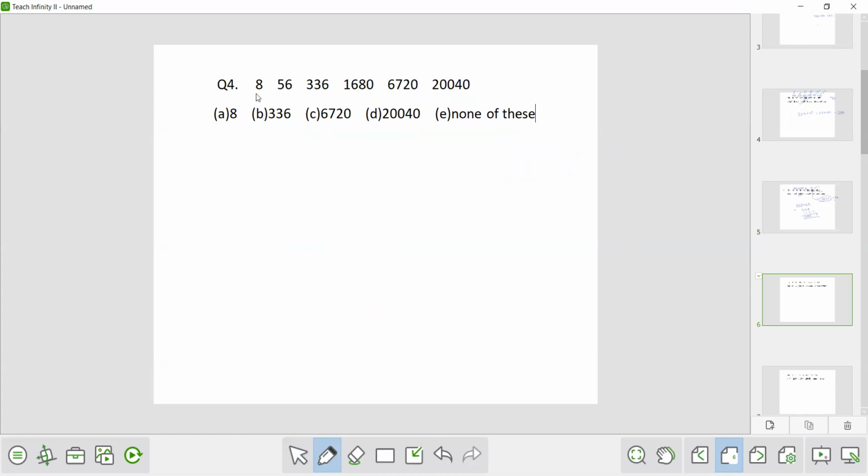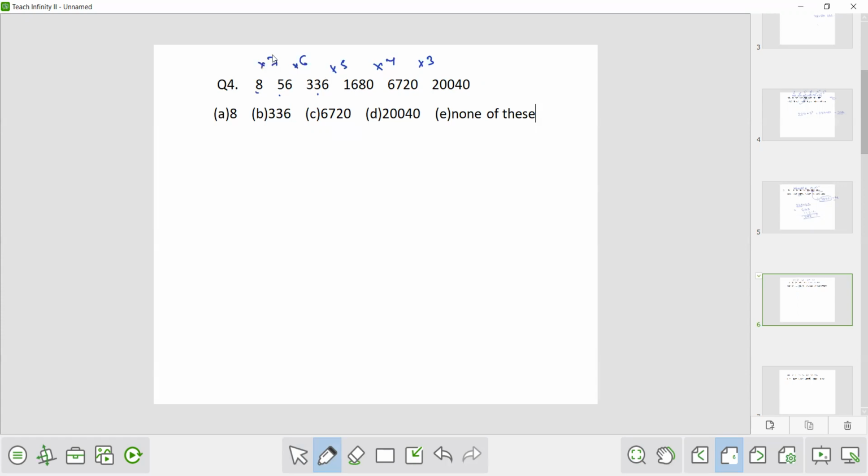The next question is, the series is 8, 56, 336, 1680, 6720 and 20,040. Now again we will identify the slope. Once the slope is identified, we will proceed accordingly and you will get to your answer. So here it is 6,720 and it is near about 20,000. So can we say that it is near to 3 times? Okay, then we will look here, it's 1680 and it's 6720, it is near to 4 times. So it will be near to 5 times, it will be near to 6, it will be near to 7.